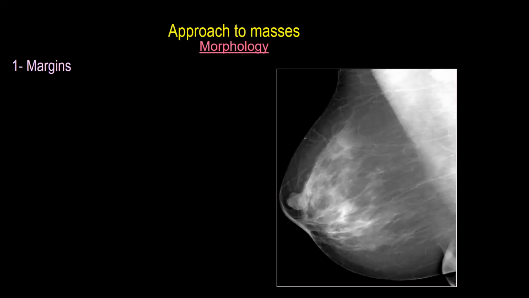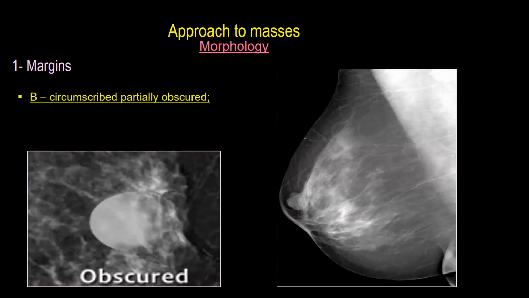This is circumscribed, and it is projecting into the parenchyma. So this will be circumscribed, partially obscured. It's the same as the previous cyst. But with this many lobulations, we don't expect it to be a cyst. On ultrasound, it was a soft tissue, so we recommend biopsy. And it was a fibroadenoma.